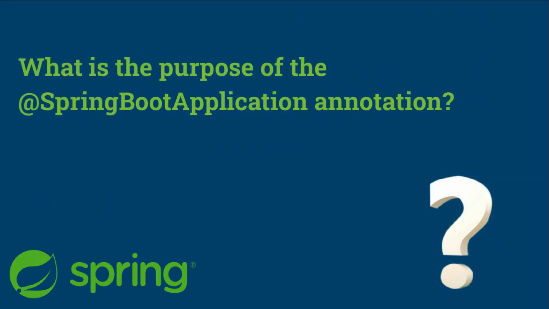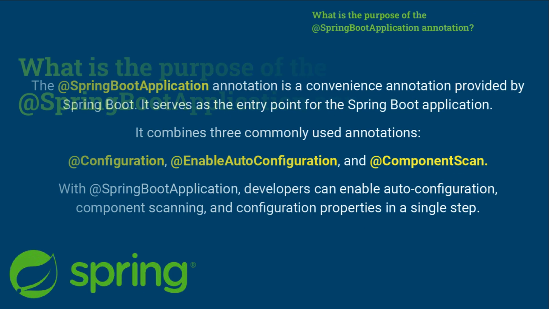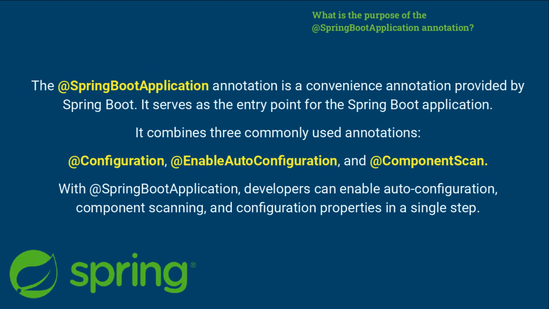Next question, what is the purpose of the Spring Boot application annotation? The Spring Boot application annotation is a convenience annotation provided by Spring Boot. It serves as the entry point for the Spring Boot application. It combines 3 commonly used annotations: @Configuration, @EnableAutoConfiguration, and @ComponentScan. With that annotation, developers can enable auto-configuration, component scanning, and configuration properties in a single step.